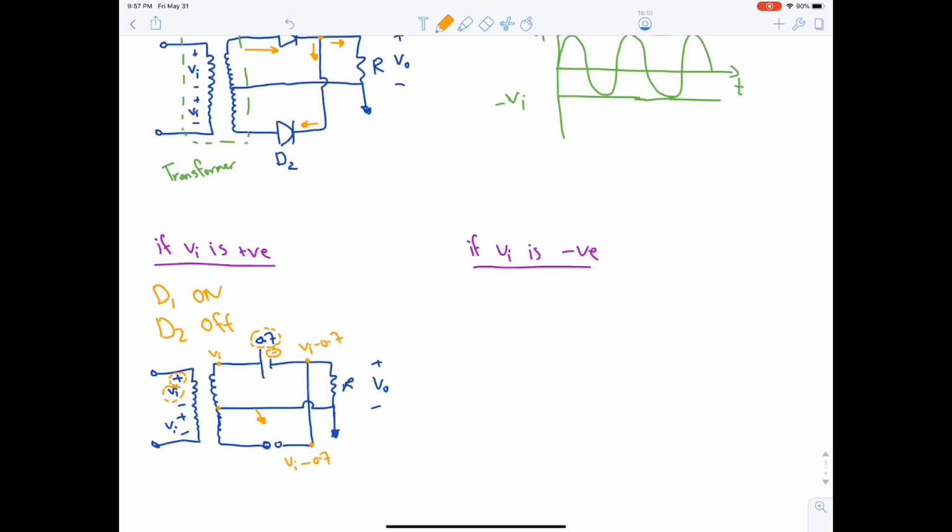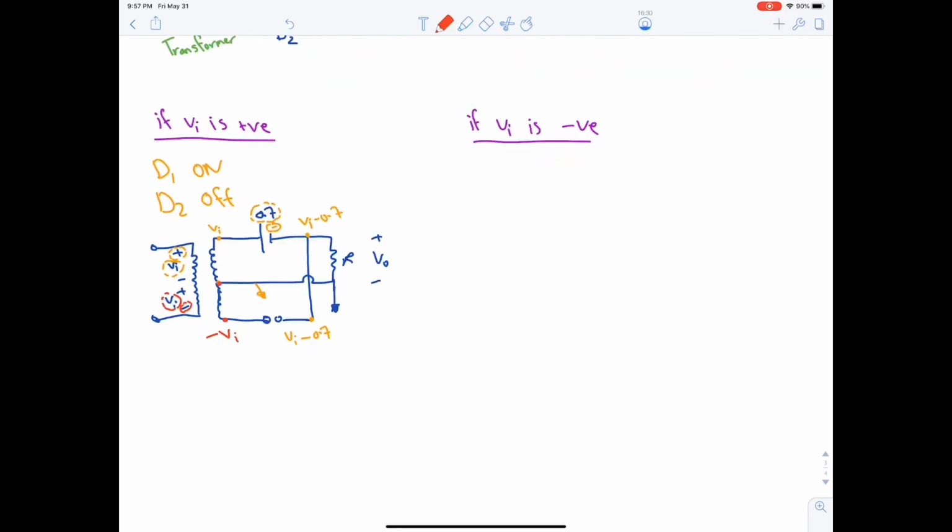Now what is this point? This point is actually minus VI. This point is 0. The sign that is furthest from you is negative, so you will get a minus VI here. Okay? So what's V output now? V output is the positive terminal minus the negative terminal. Hence, it will be VI minus 0.7 minus 0. So it's VI minus 0.7.